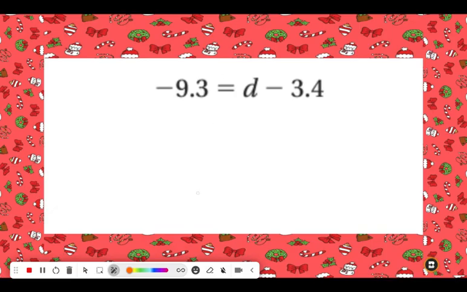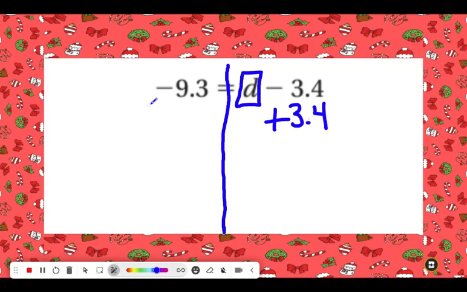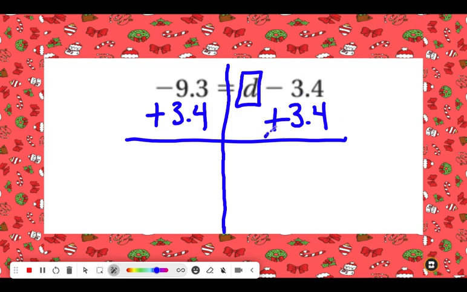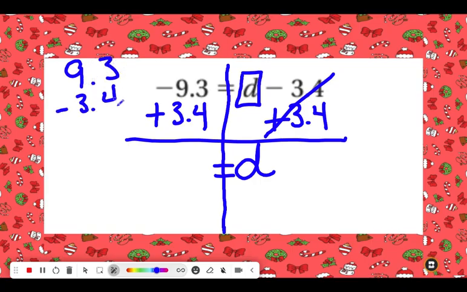Let's try another one. Okay, this time the variable is on the right-hand side. We're still going to do the same thing. Draw a line at the equal sign. But this time I'm isolating the variable on this side. The opposite of -3.4 is +3.4. What you do to one side, you do to the other. So -3.4 and +3.4 cancel out. I'm left with d on this side. -9 3/10 plus 3 4/10. Signs are different. Find the difference. So I'm going to subtract.